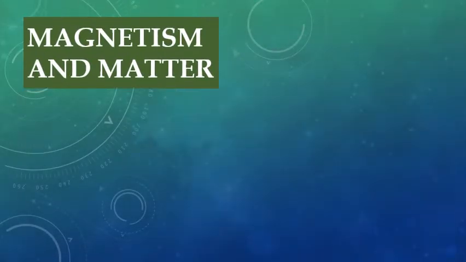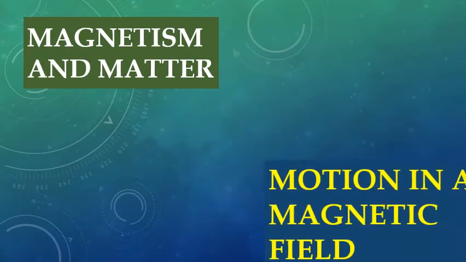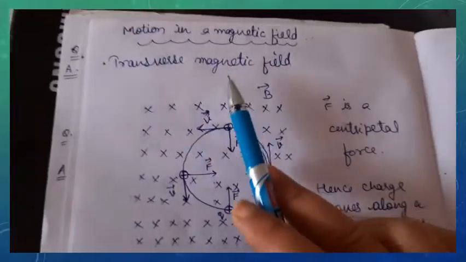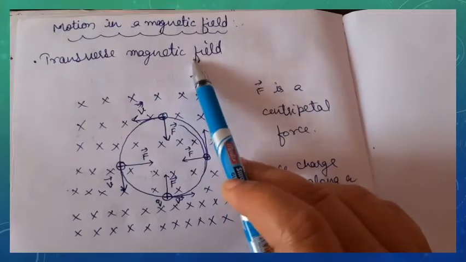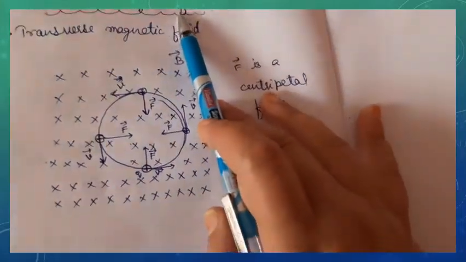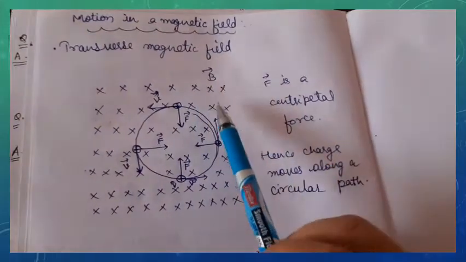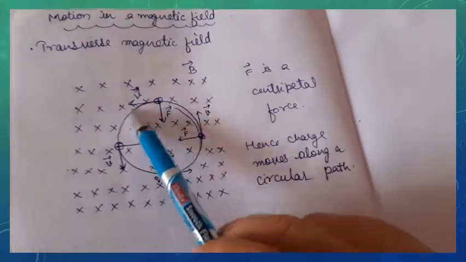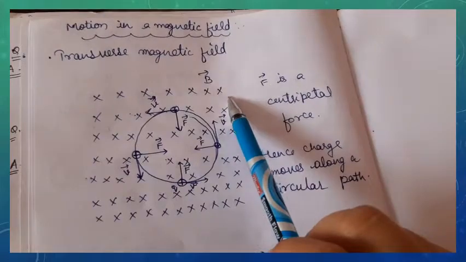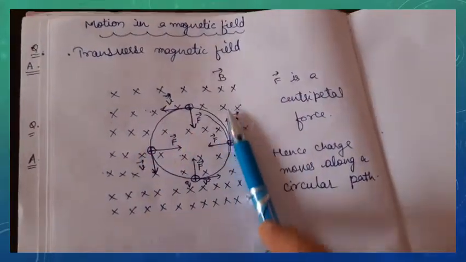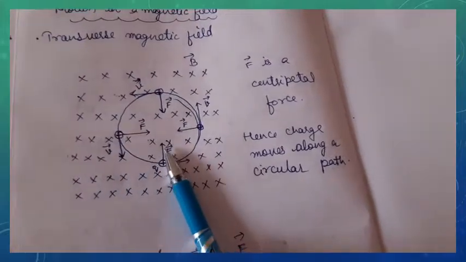Unit: Magnetism and Matter. Topic: Motion in a Magnetic Field. The next topic that we are going to start is motion in a magnetic field. In this topic, first we are taking a condition that a charge is moving in the presence of a magnetic field and the magnetic field is transverse. Transverse means perpendicular to the plane in which the charge is moving.